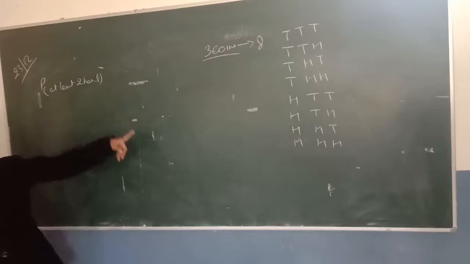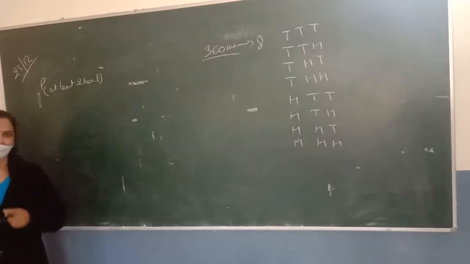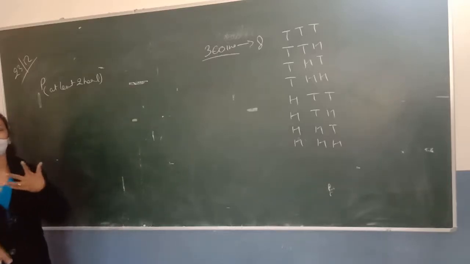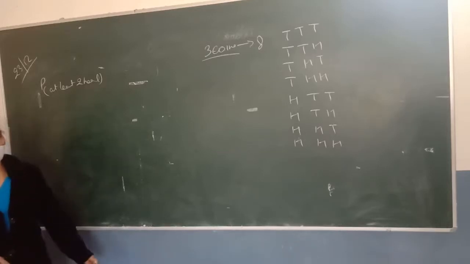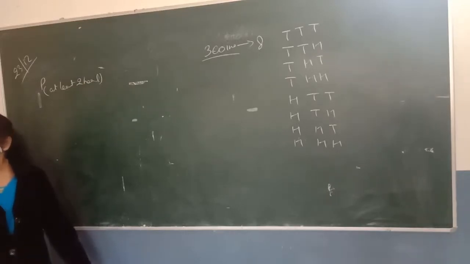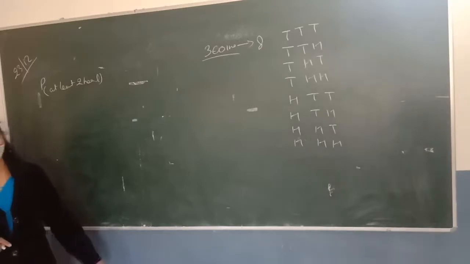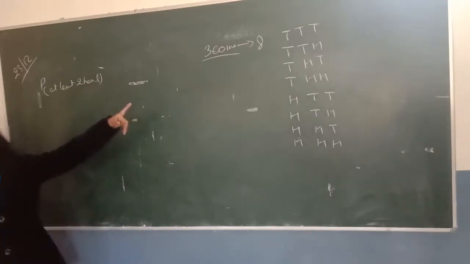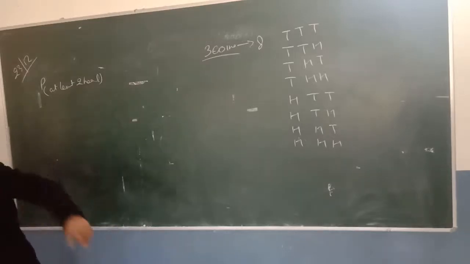So how many outcomes are there which have at least 1 head? At least 1 head means 1 head, 2 heads or 3 heads. Not 5 upon 8. It will be 7 upon 8, not 6 upon 8. Only one outcome is left, the all-tails one. Okay? Is it clear?